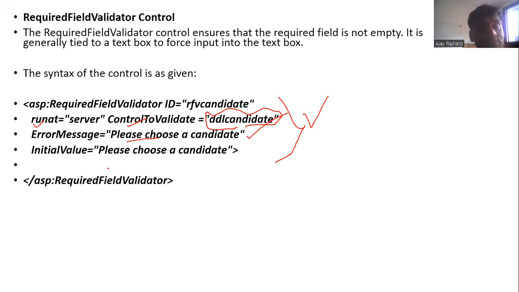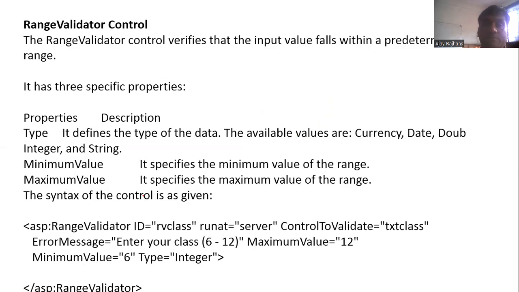And please choose a candidate name. This is the message displayed by the required field validator. What about the initial value? Please choose a candidate; such kinds of initial value you have to insert here. And after that, it closes. That is your required field validator.